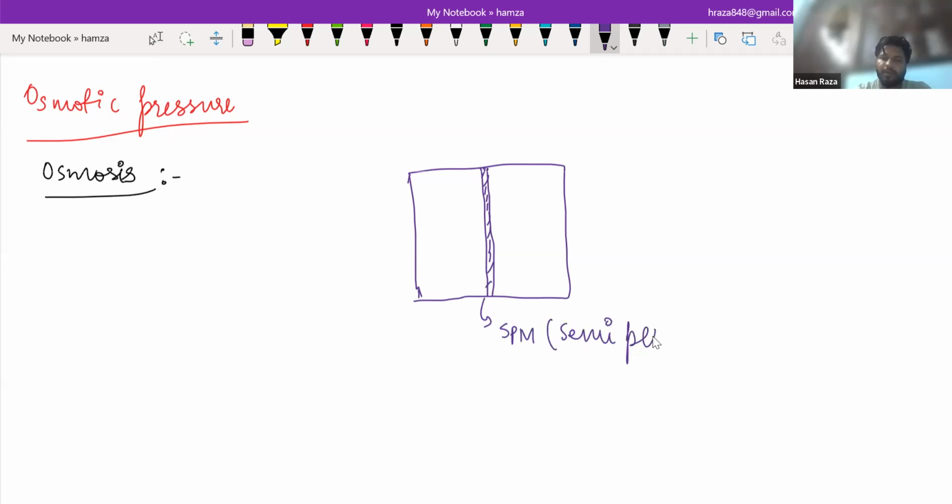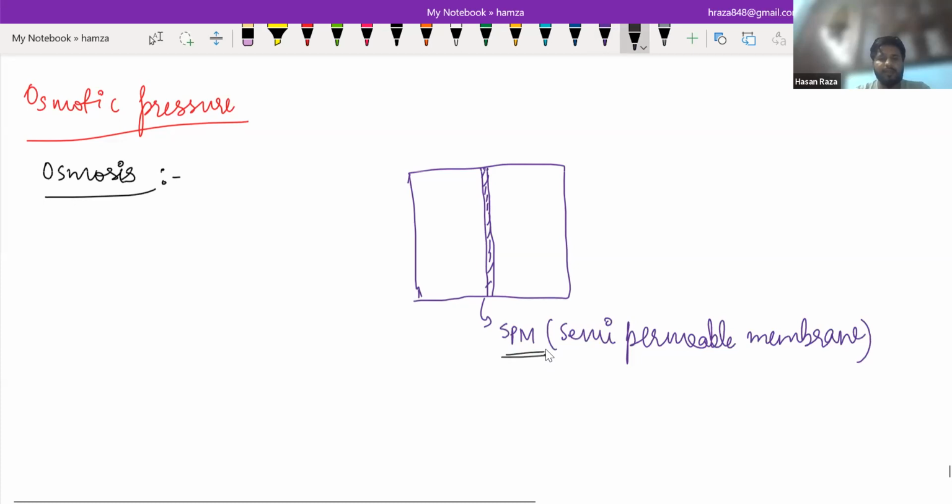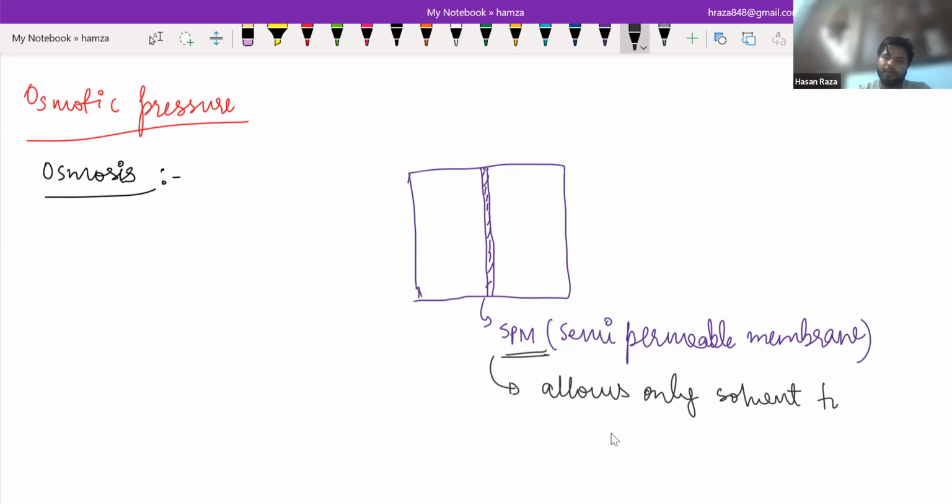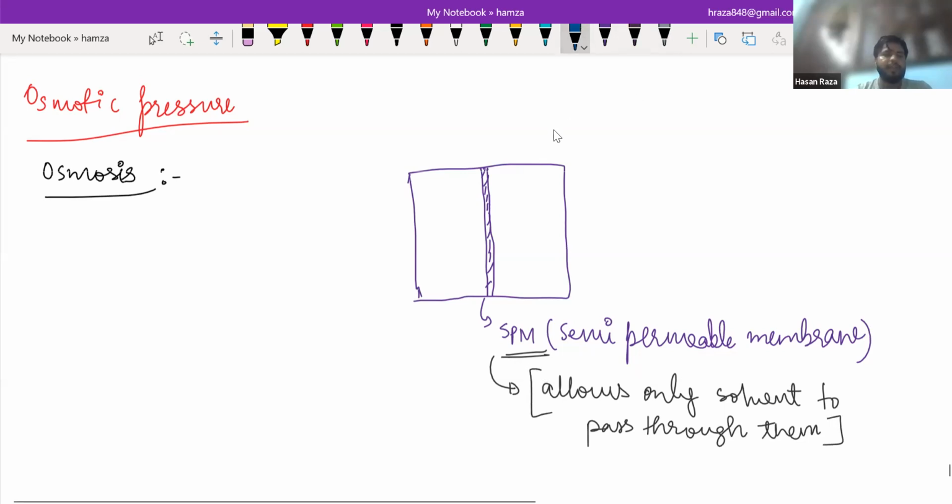Semi-permeable membrane. And you also need to know this semi-permeable membrane allows only solvent to pass through them. It is also important to note that the size of solvent is smaller than the size of solute. That's why solvent can easily pass through this membrane.